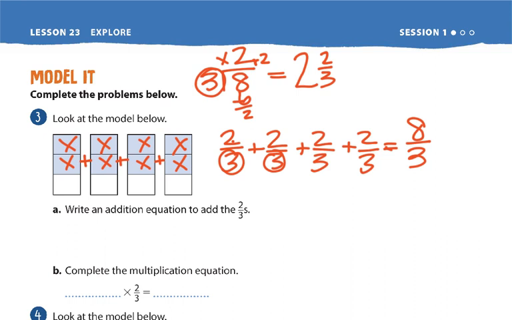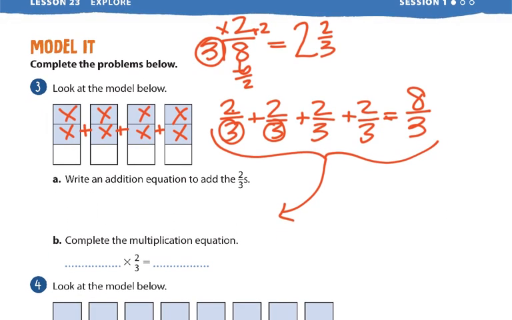All right, on A, write an addition equation to add 2/3s. That's exactly what we did right here. Okay, so we're not going to rewrite that. It's just sitting right there. Complete the multiplication equation. All of these models are the same. Okay, and there's 4 of them. So I know that they represent 2/3. 4 sitting on top of what imaginary number, Levi?